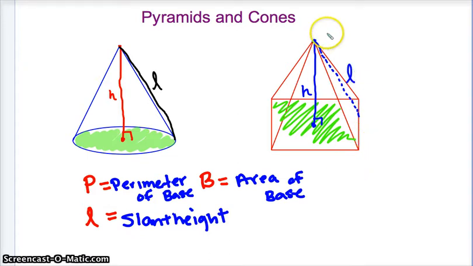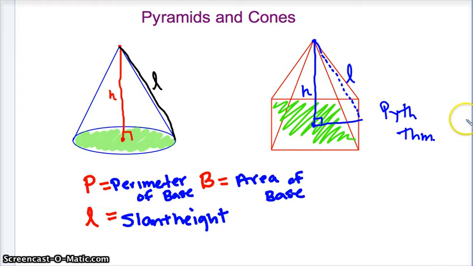Now, if you'll notice, the height, the slant height, and then the distance from the center to the slant height create a right triangle. So often we're going to use our faithful friend, the Pythagorean theorem, to find our slant height or our height. Don't forget about our friend, the Pythagorean theorem.